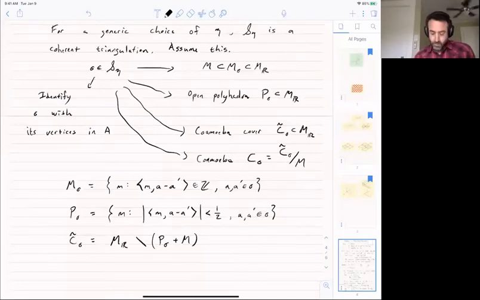Pardon me. Yeah. Here I need M sigma. And finally, I've already defined C sigma, but I'll just write it down again. It's just this quotient. So this lives in this torus.